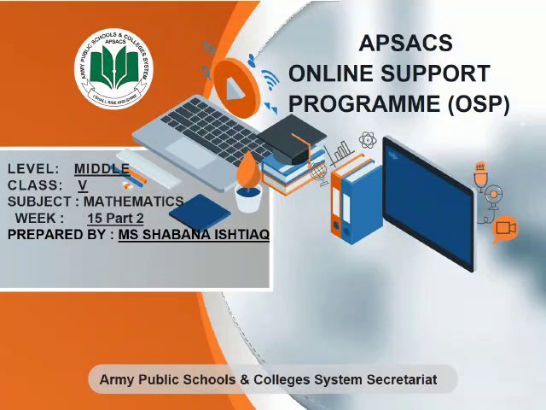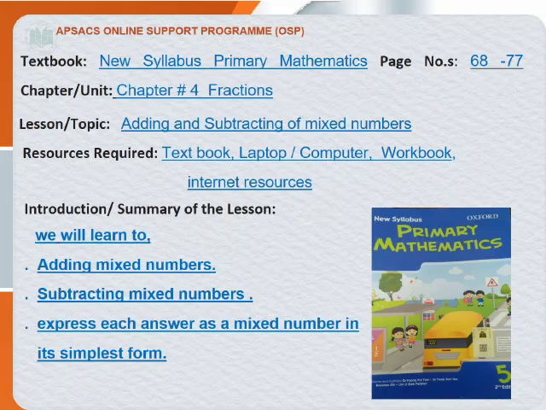Today we are going to start our session Mathematics of Class 5. Textbooks, New Syllabus Primary Mathematics, page number 68 to 77. Chapter 4, Fractions. Topic, Adding and Subtracting of Mixed Numbers. We have done this topic already in round 2. Today we will revise again.